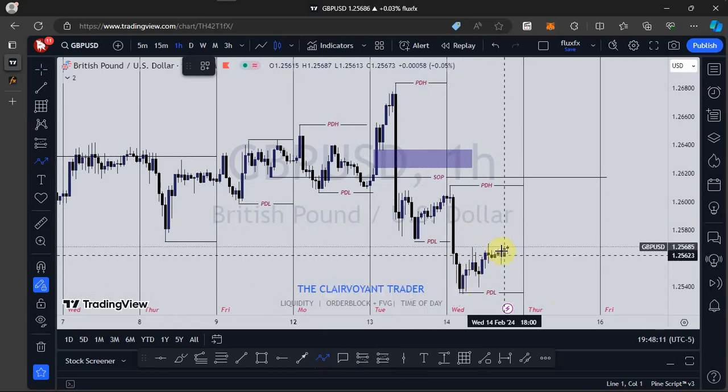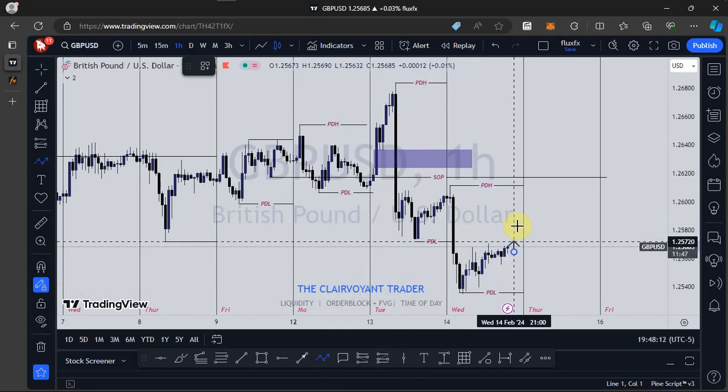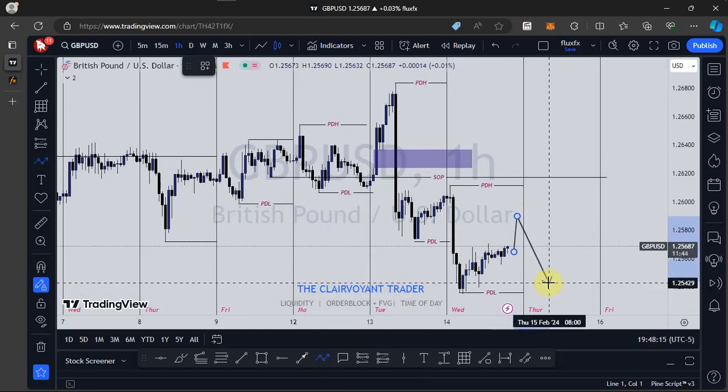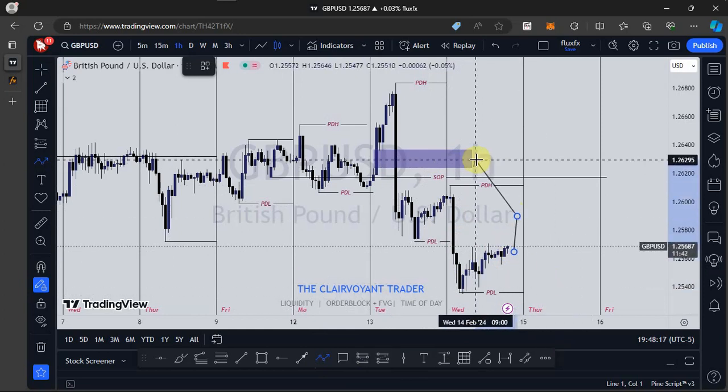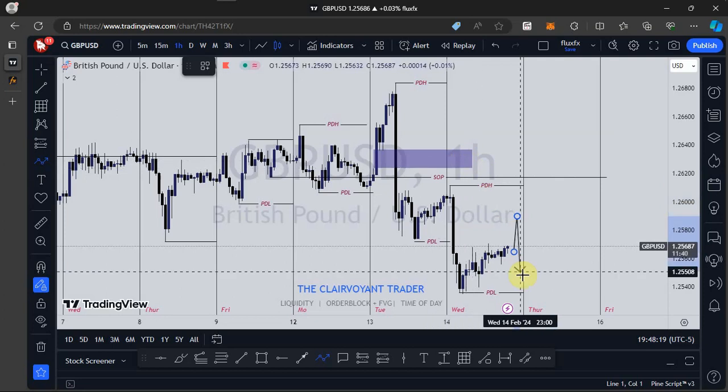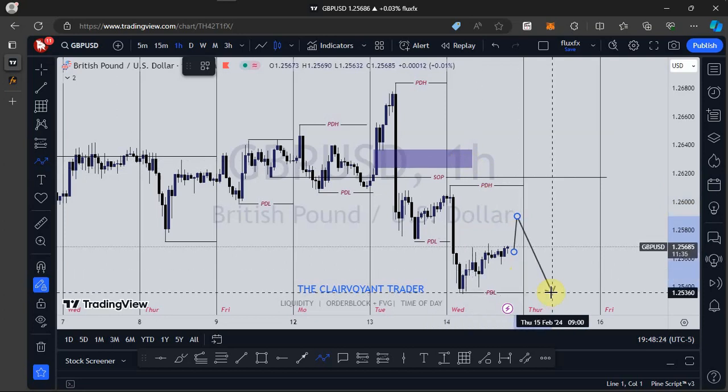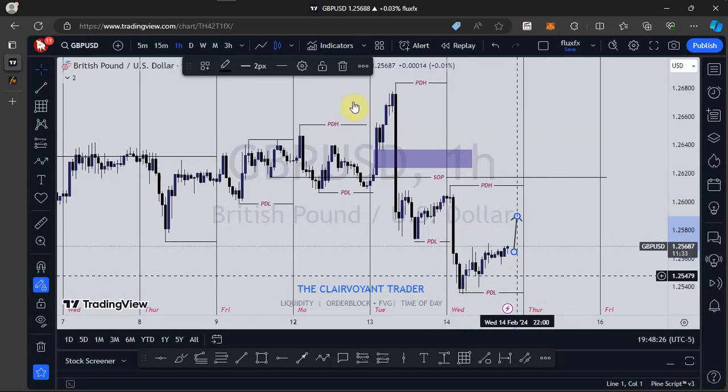All right, so as it stands now, I'm still expecting to see price push a little bit up, then we see a push to the downside. I'm not expecting to see price come back here again. I want to see price push a little bit up, then we see a push to the downside. So that is my expectation so far as GBPUSD is concerned.